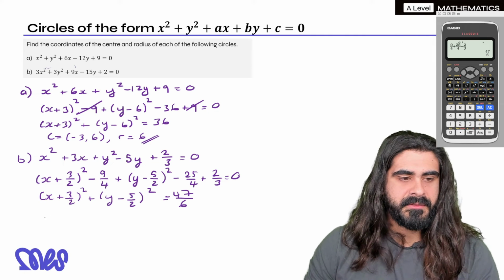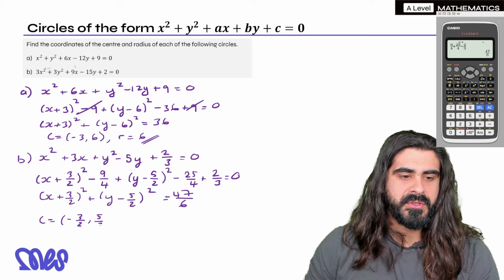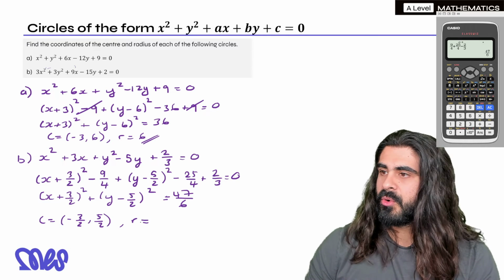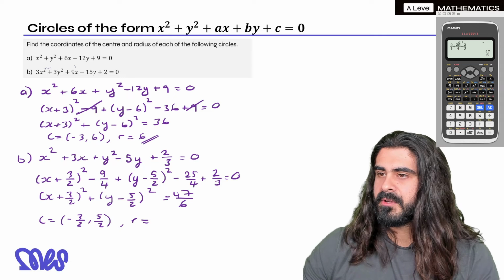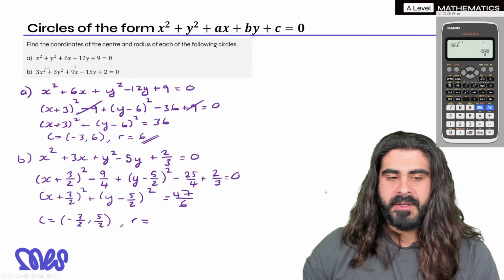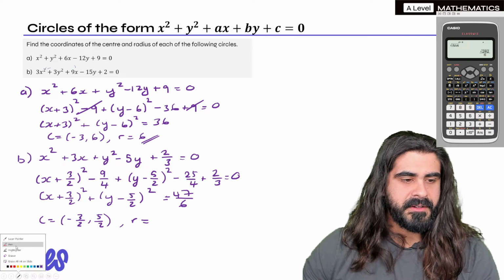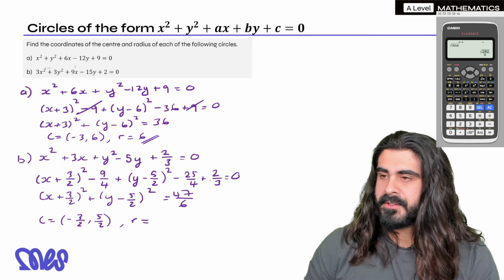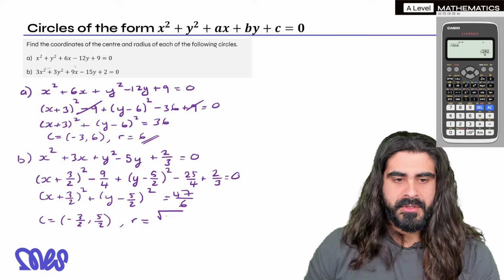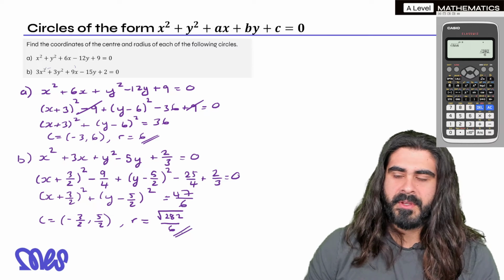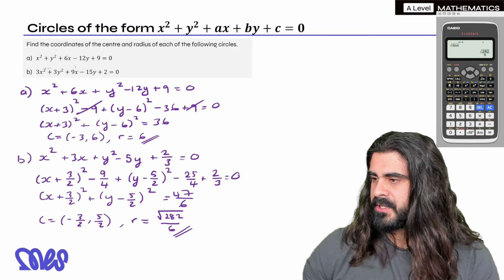So the center here is minus 3/2, 5/2. And the radius, all we need to do is root this. So we're going to root the answer, and there is our answer. So root 47/6. So this is just a task of completing the square, really.